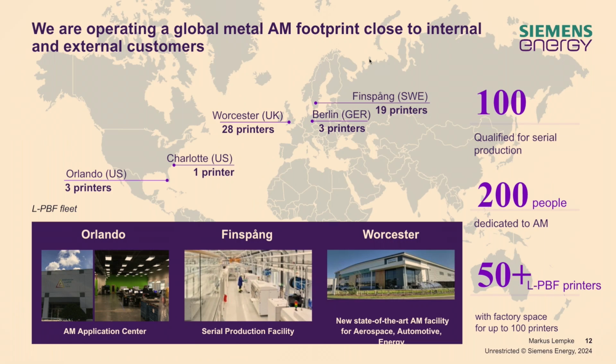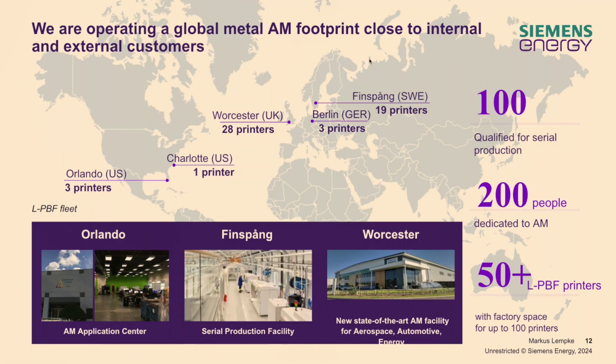And just a quick view, we have a global setup, and just to stress the serial production part, this is by now not the most accurate slide anymore, but you can see we really have large printer fleets. We have more than 28 LPBF printers in Worcester and 19 in Finspång. Those are our serial production facilities, but we also have smaller locations, in particular the one in Berlin, where we do a lot of our R&D work.